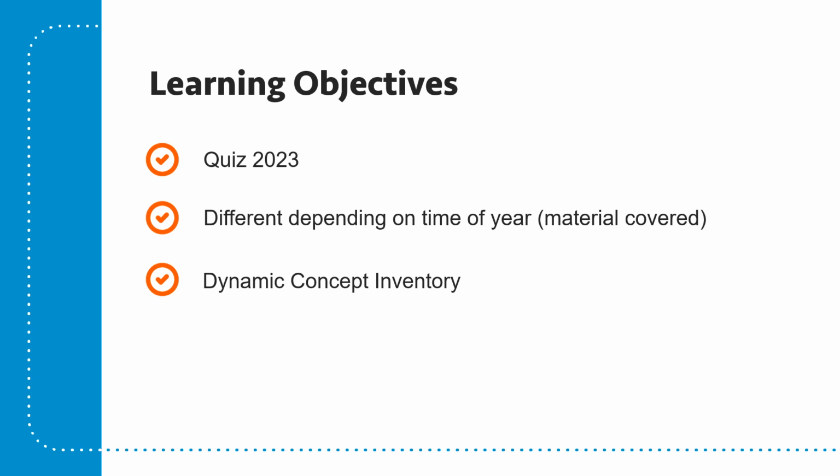At this point, we have started rigid body kinematics. In this particular year, we had not gotten to acceleration. We had hit velocity, and so it covers all of the material up until rigid body kinematics acceleration. It is always different depending on the time of year, because it depends on the material we've covered in lecture. One thing that starts to play a role in this is something that I've put in the syllabus for a number of years, which is the dynamic concept inventory.